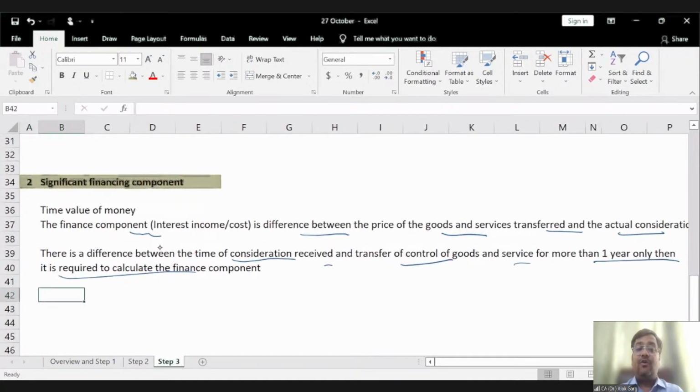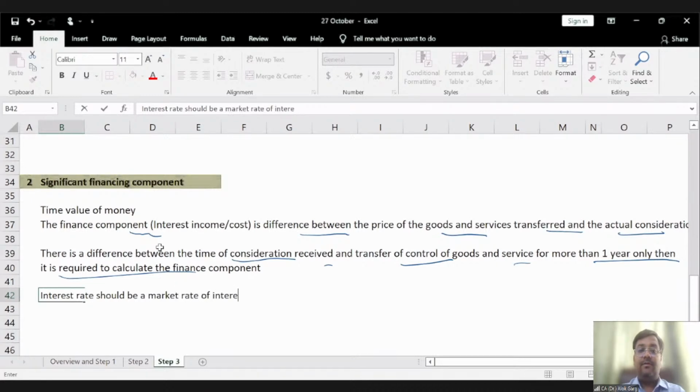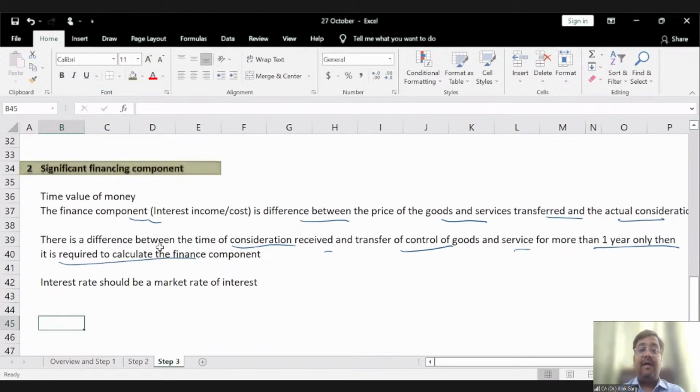The finance component has to be calculated on the basis of an interest rate, and the interest rate should be the market rate of interest. Clear? For example, let's say the market rate of interest is 10%.